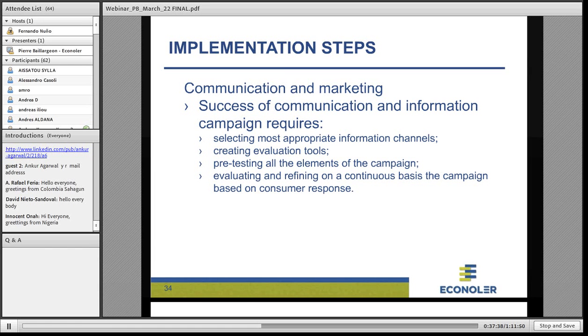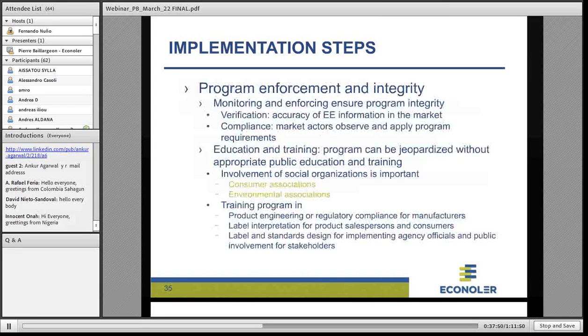So you have to think about the communication channels, the media mix you want to use for conveying the information to the customer. You have to create evaluation tools for your marketing campaign to get some feedback, to see if people remember the advertisement, if they remember the message, if they have been exposed, if there is any confusion arising from the message, and things like that. You will, of course, like in several communication campaigns, want to pre-test all the elements or material that you will be using. And you also want to evaluate and refine your campaigns based on customer response and research.